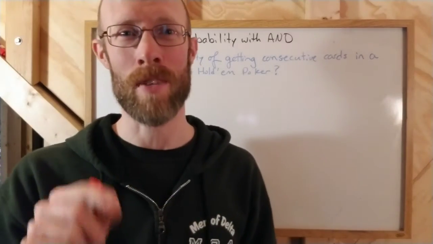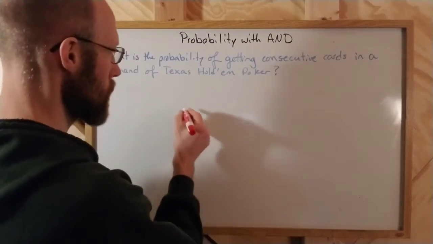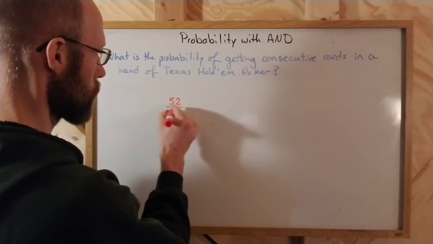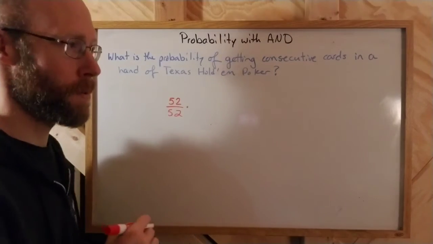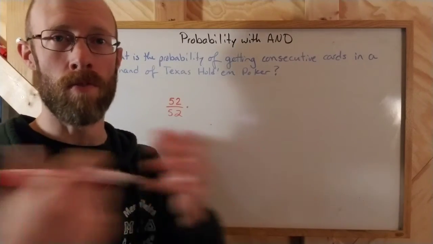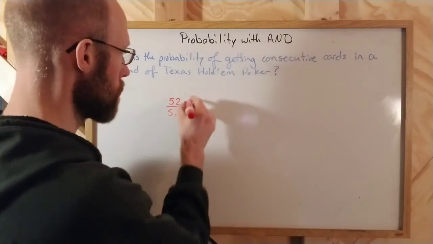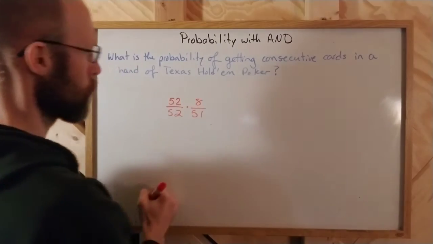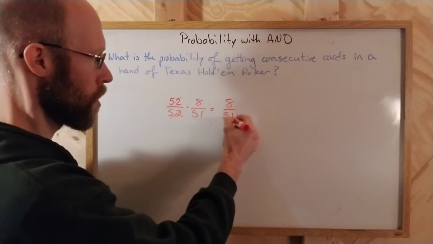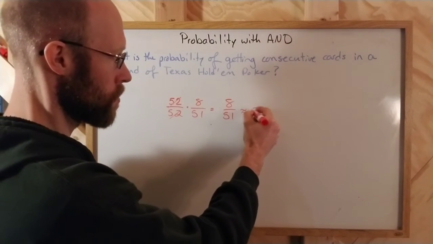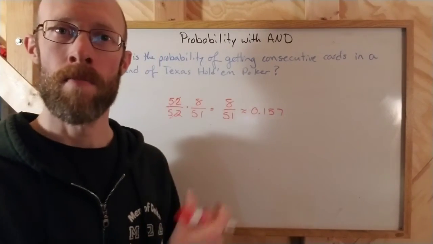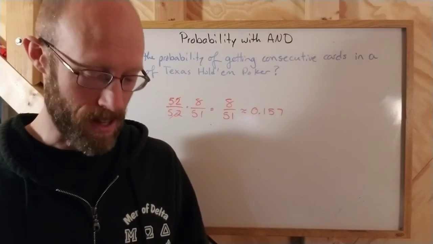But with the actual rules of Texas Hold'em, what you actually have to do is take the probability of getting the first card, which could be any card. So that's 52 out of 52 multiplied by the probability of getting the consecutive card, which there are 4 above and 4 below. So that's 8 out of 51. Now 52 out of 52 is really just 1. So it's 8 out of 51, which turns out to be 0.157, and that's the 15.7% chance that I found on the internet, as opposed to the one that I calculated in the previous video.